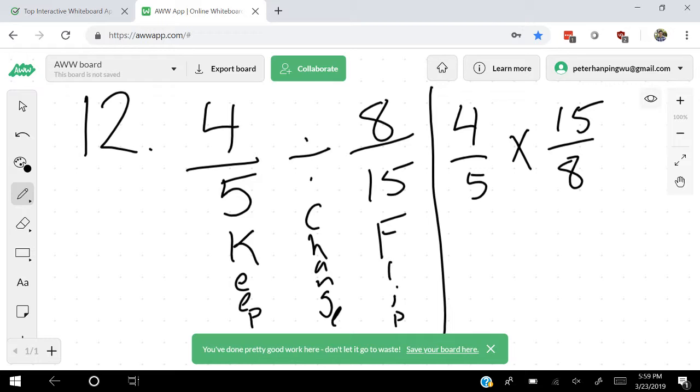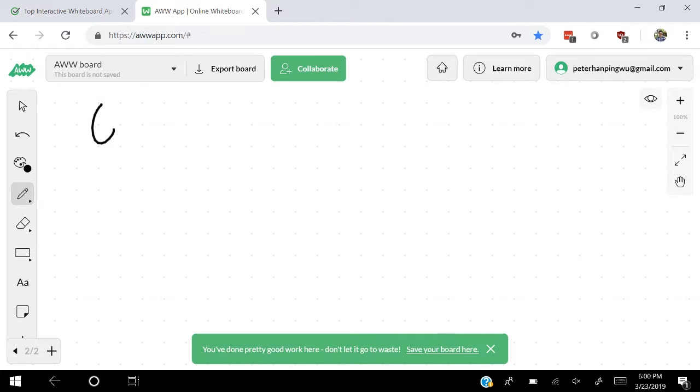Then all you have to do is multiply the numerators and denominators. So we have 4 times 15 on the numerator over 5 times 8. 4 times 15 is 60, while 5 times 8 is 40. So I'm going to make a new page. Remember, we have 60/40ths. Our answer here is not done because we can always simplify.